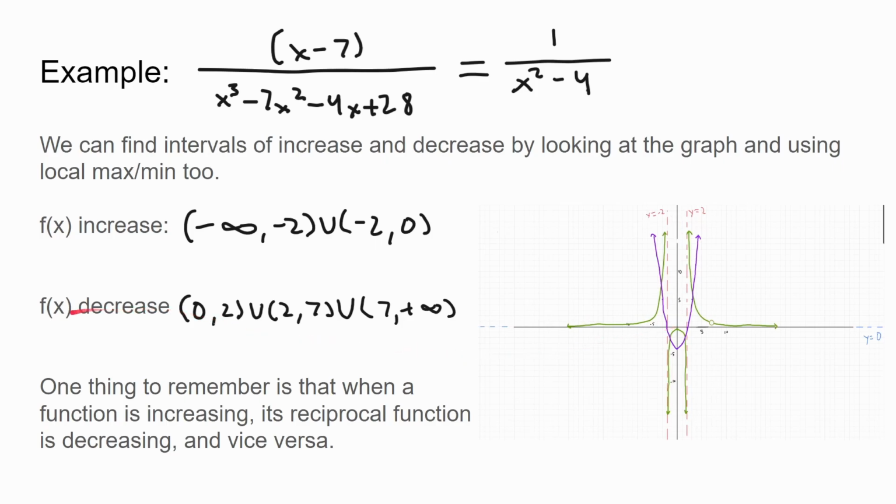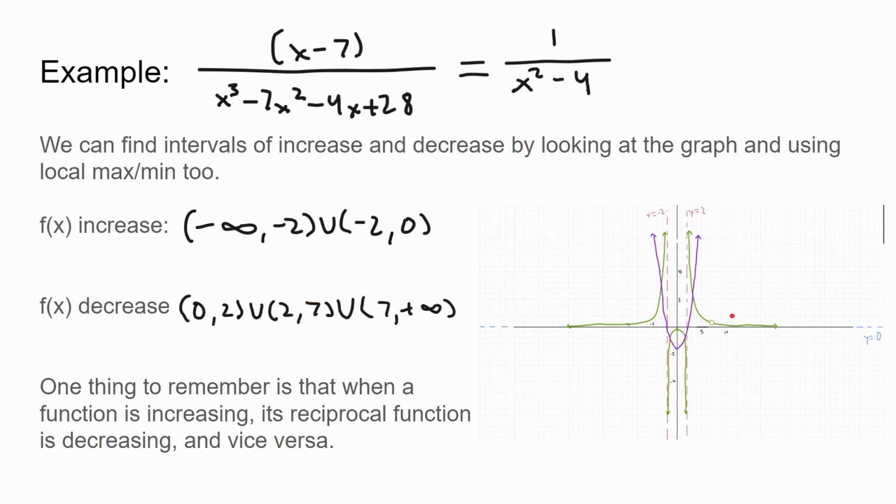The same thing happens on the f of x decrease. So f of x decrease is when from 0 to 2, the asymptote, and from 2 to 7, again, circle brackets because there's nothing actually at 7, because the hole is at 7, right? The hole for x is at 7.